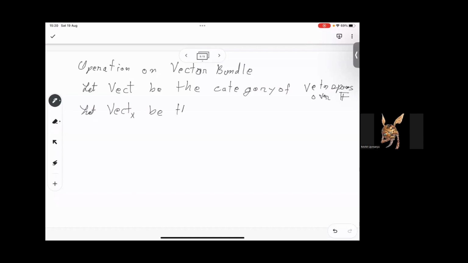Be the category of vector bundles over X. Okay, so these are two categories that we have defined, right?